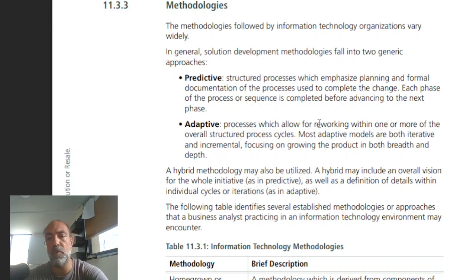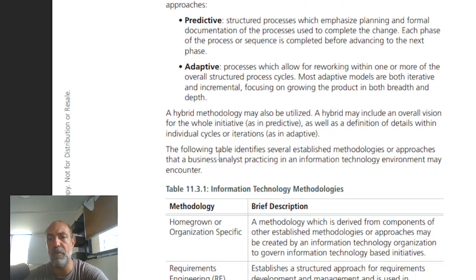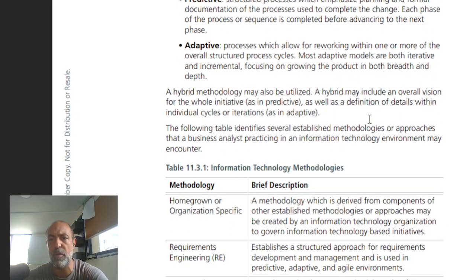Predictive: structured processes which emphasize planning and formal documentation of the process. You can probably do that because you're working with technology, right? So ultimately you can probably predict what comes out because it's IT, it's software. How people use it though is probably where the adaptive process is. Complete each phase of the process sequence before advancing to the next phase, that's predictive. Adaptive allows for iteration within one or more of the overall process cycles. Most adaptive models are both iterative and incremental, focusing on growing the product in both breadth and depth.